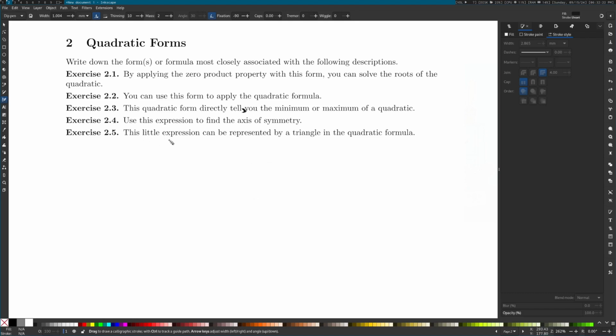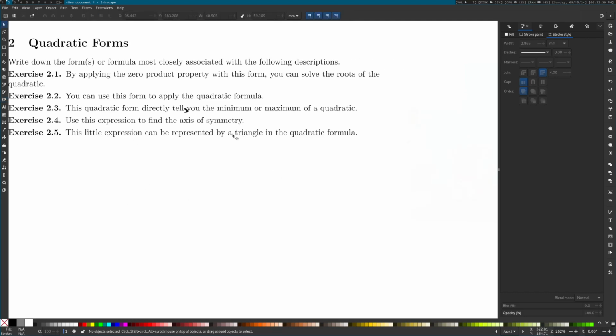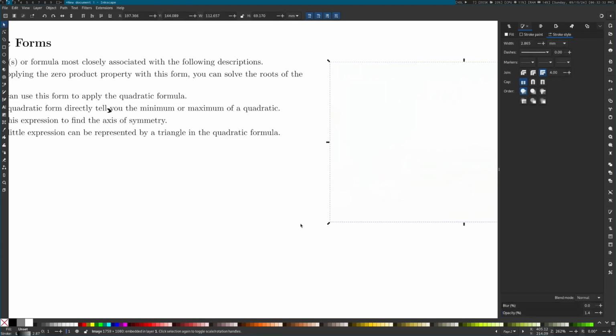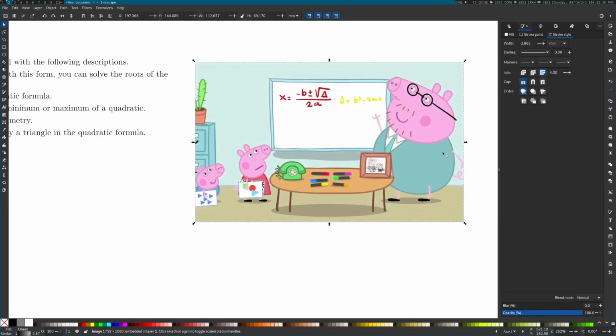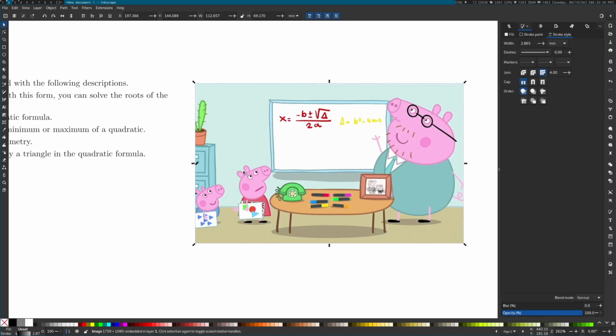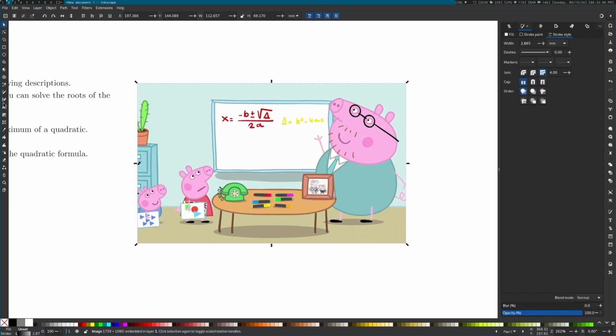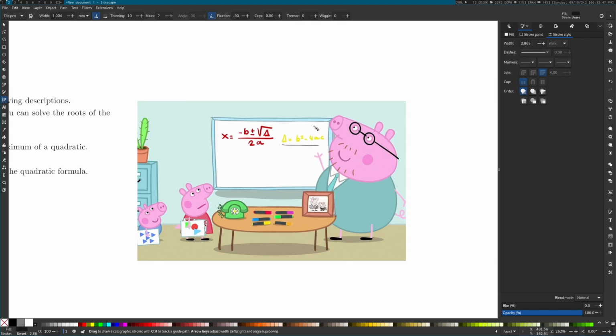This little expression can be represented by a triangle in the quadratic formula. That would refer to the discriminant. And one fun thing about the discriminant is that it's actually been featured in an episode of Peppa Pig, where Daddy Pig tries to show Peppa and George the quadratic formula. And here he defines the discriminant as this little triangle, which is equal to b squared minus 4ac.